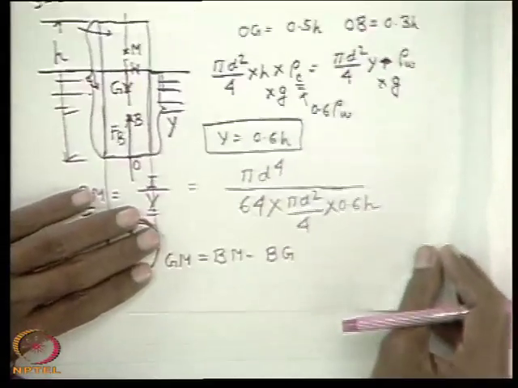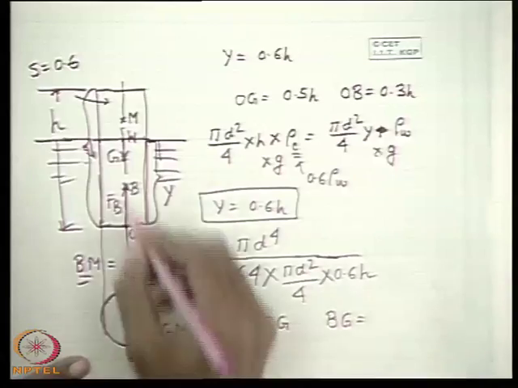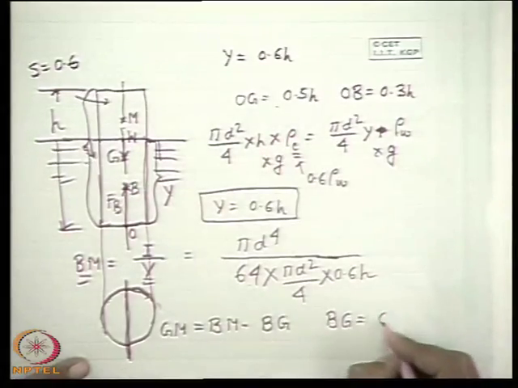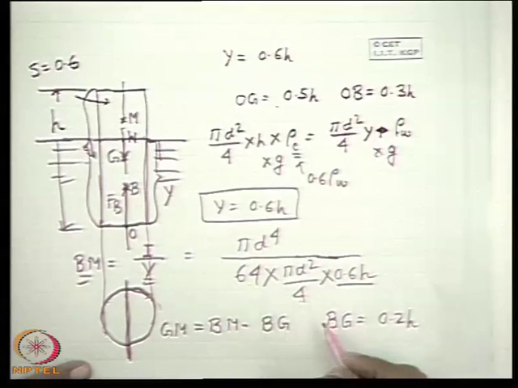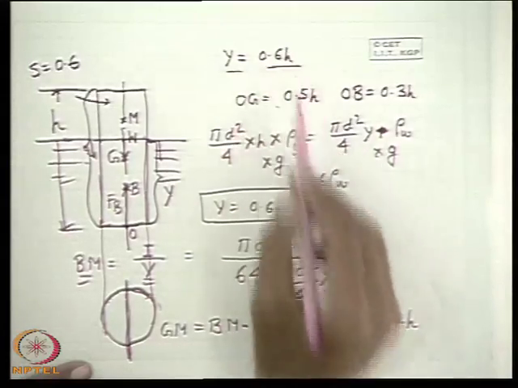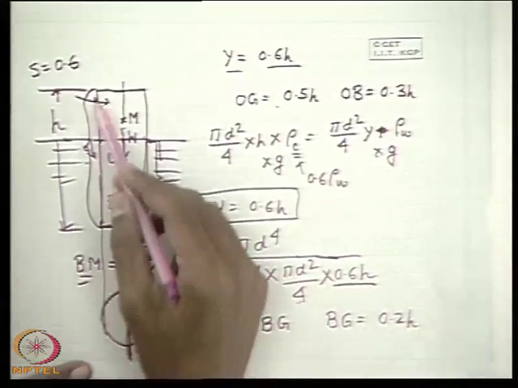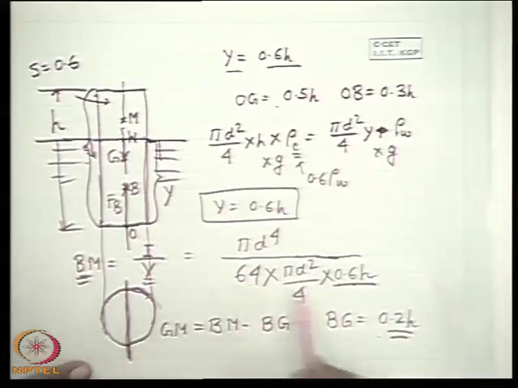Now, what is BG? Let us write here. BG is OG minus OB. The immersed volume is pi d square by 4 into y, and y is 0.6 h. Yes, you are correct, it is the immersed volume. That is why it is pi d square by 4 times 0.6 h, not h. All right. So BG is 0.2 h and BM is this quantity.